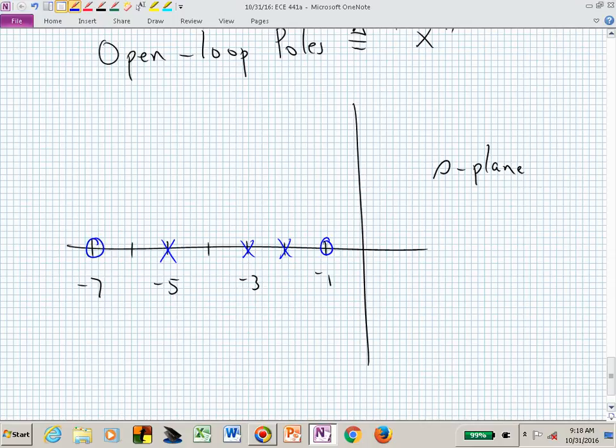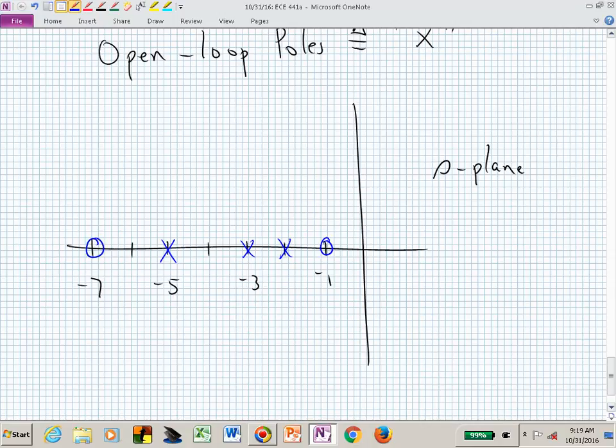But now we know that when K is equal to 0, we're starting at minus 2, minus 3, and minus 5. And as we adjust the gain K, some of our branches are going to approach minus 1 and minus 7. And how many branches of the root locus do we have? How many open loop poles do we have? How many X's do we have? 3. So we have 3 branches.